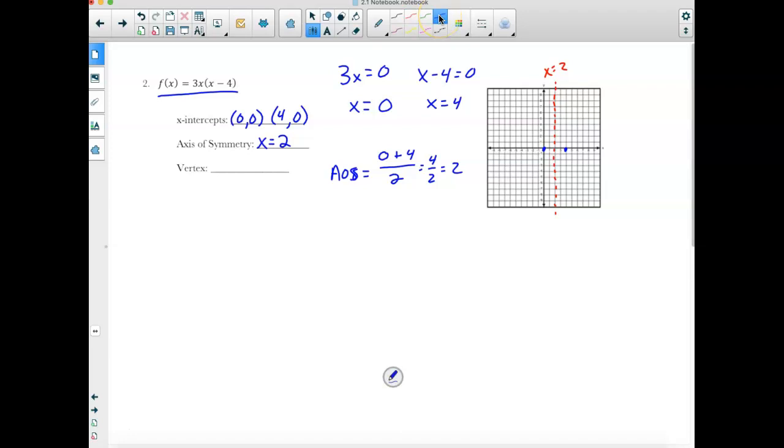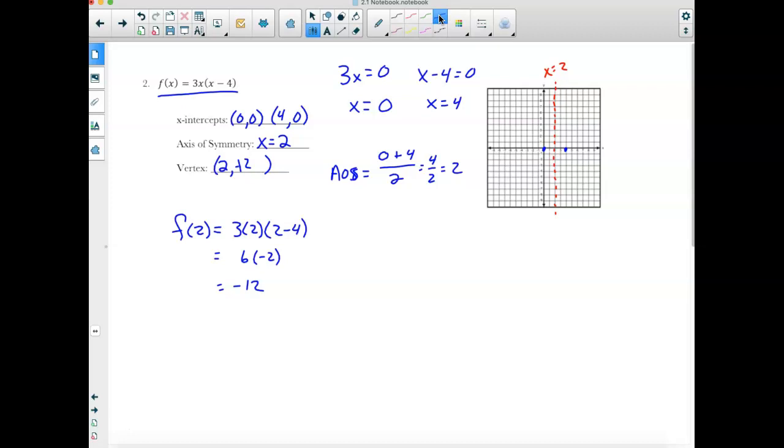Beautiful. And then from there, I'm going to find my vertex. Because my vertex is on the axis of symmetry, that's my x value, I need to find what is f of 2. Well, that's going to be 3 times 2, 2 minus 4. 3 times 2 is 6, times negative 2, that's going to give me negative 12. So it's going to be a 2, negative 12. Right there.